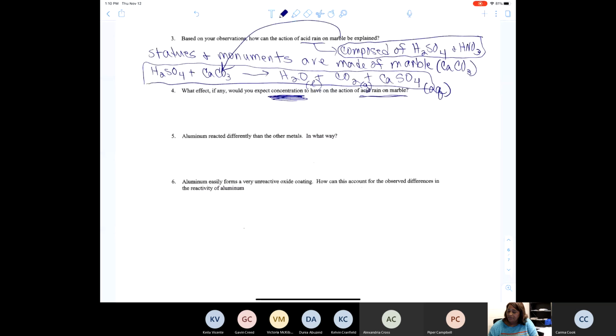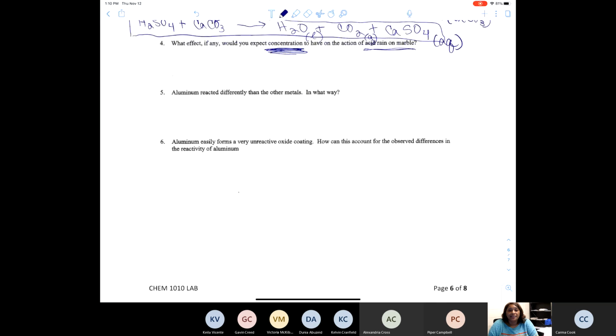And then question 5: metals react with acids, as we saw. Aluminum reacted differently than the other metals. In what way did you see aluminum react differently? Aluminum easily forms a very unreactive oxide coating. How can this account for the observed differences in the reactivity of aluminum?